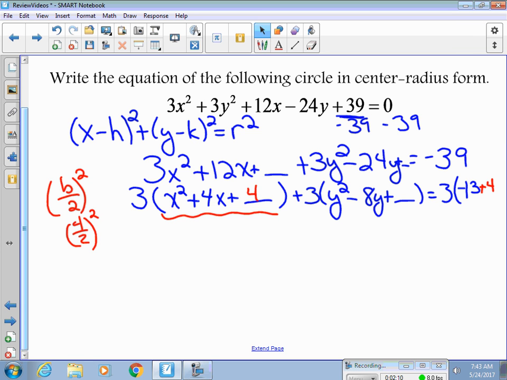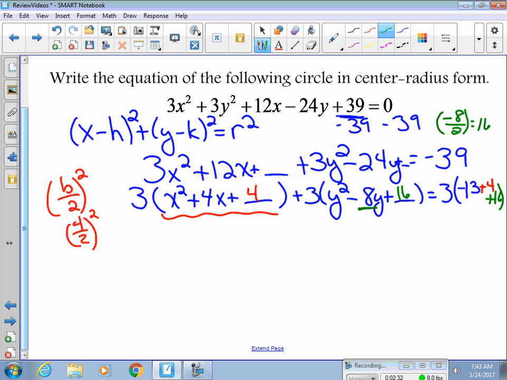Then I'm going to take a look at my y terms. I have a negative 8. So I'm going to take 1/2 of negative 8 and I'm going to square it. So it's negative 8 divided by 2, which is a negative 4. That becomes a 16. I'm going to add 16. You always add a number to each side. You're never going to subtract.